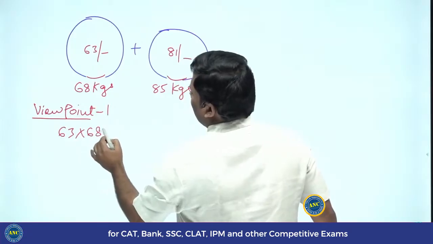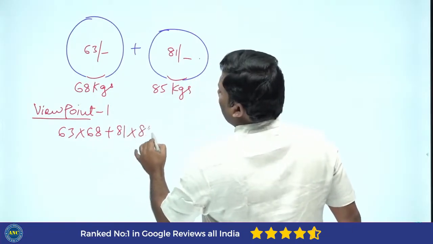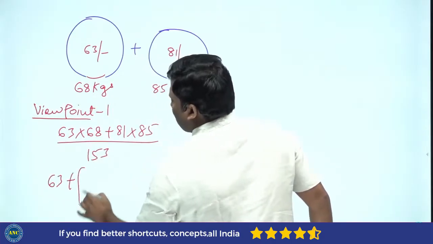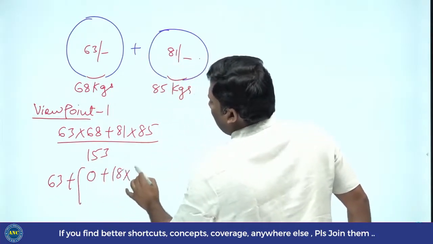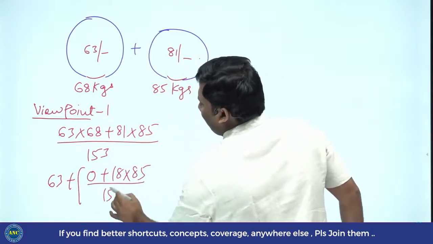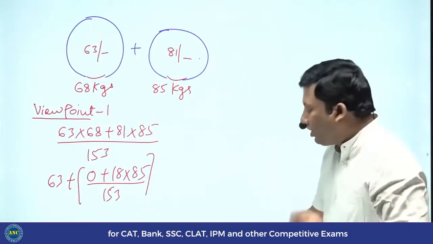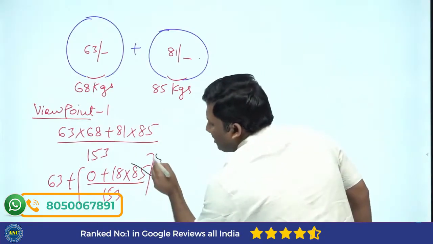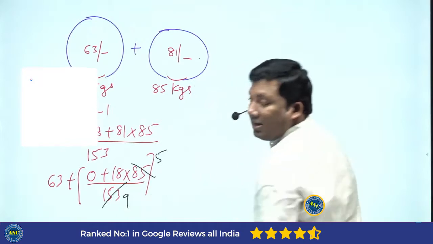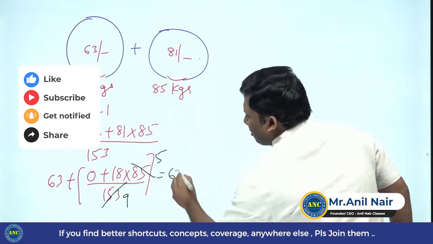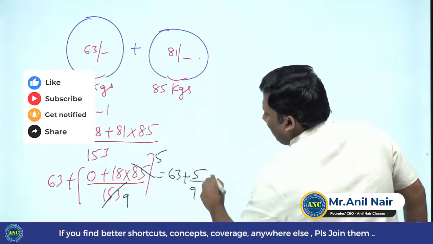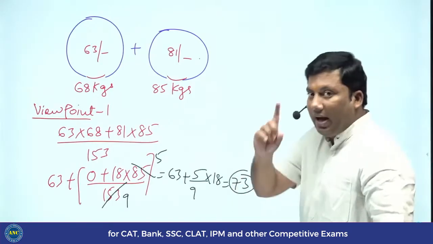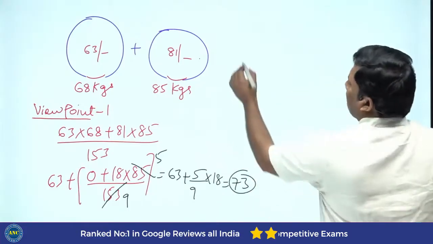63 into 68 plus 81 into 85 divided by 153. That is 63 plus 0 plus 18 into 85 by 153. Now listen carefully, this is what we got. A very important fraction which I require: 17 fives are 85, 17 nines are 153. This is 63 plus 5 by 9 into 18, which is 73. I will tell you why I am writing step by step.